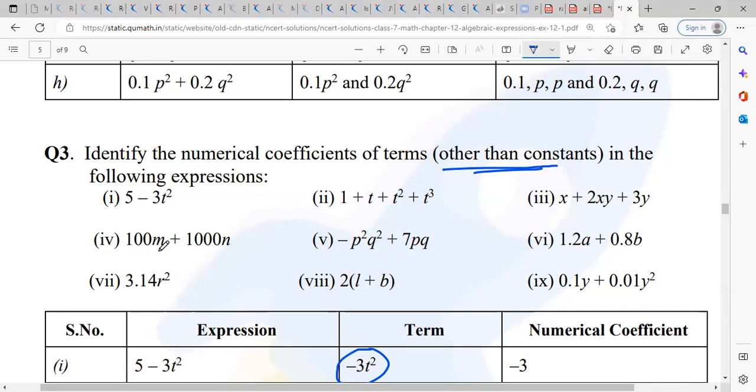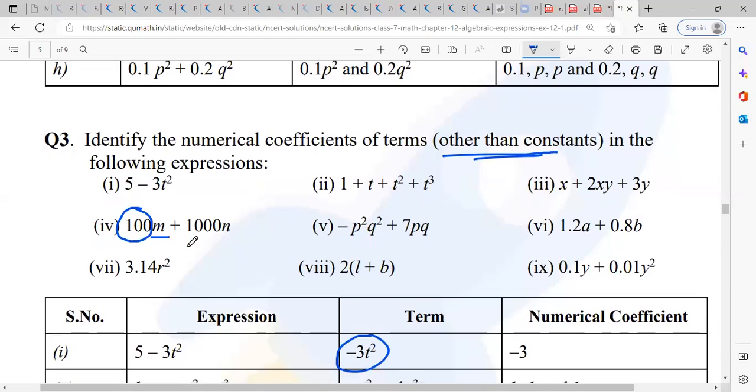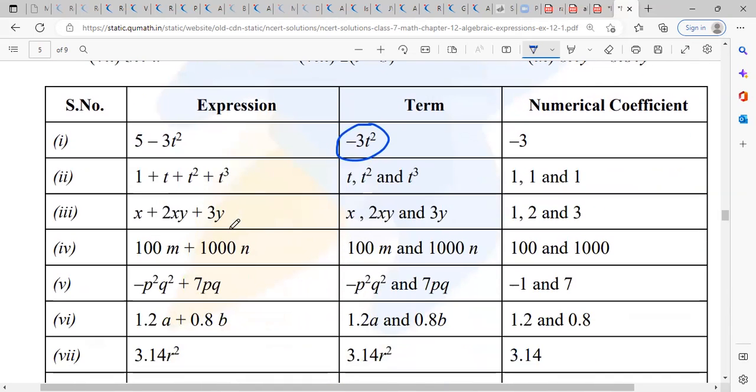So who is the coefficient here? What is the variable? M is the variable. So what is the numerical coefficient? It's 100. It's not compulsory that the numerical coefficient will be one number only. It can be 2 digits, 3 digits, 4 digits, 5 digits, 10 digits, anything. And similarly for n, it is 1000. Clear?